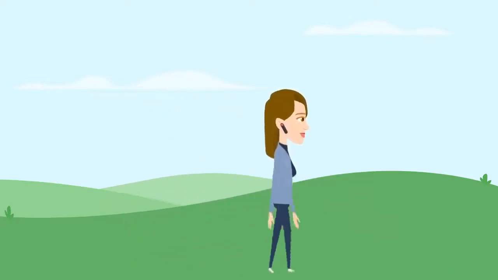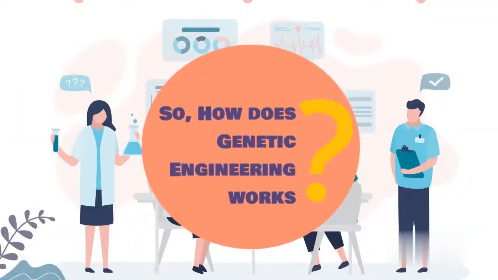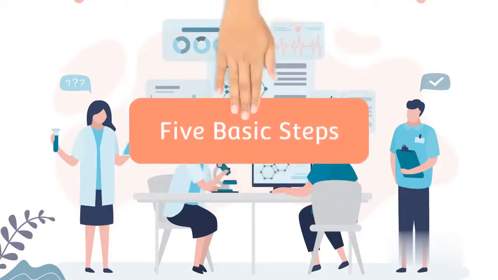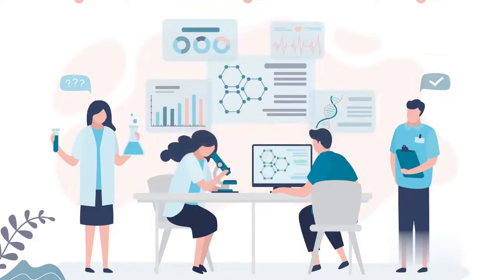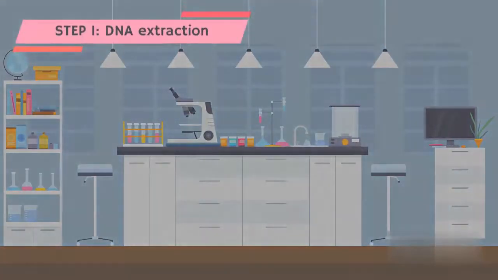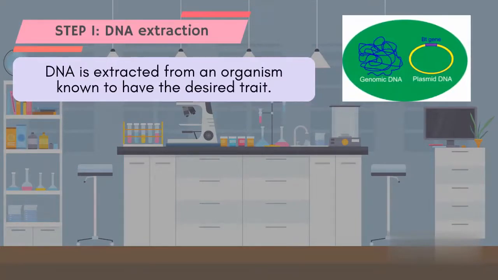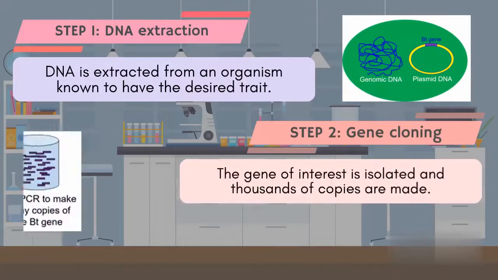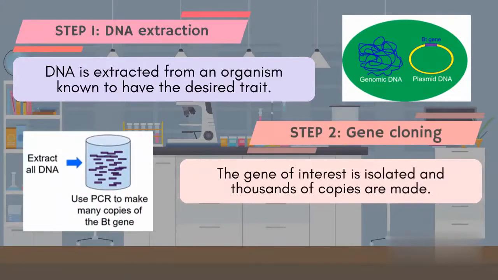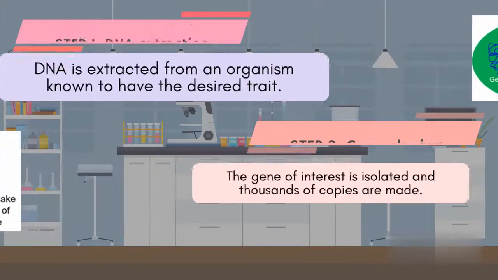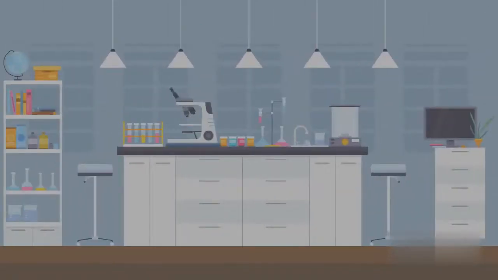Now, let us move to the next. So, how does genetic engineering work? The process of genetic engineering requires the successful completion of 5 basic steps. The first step is DNA extraction, where DNA is extracted from an organism with the desired trait. Next is gene cloning. The gene of interest is isolated from the rest of the genes extracted and thousands of copies are made. The third step is the modification of the gene.